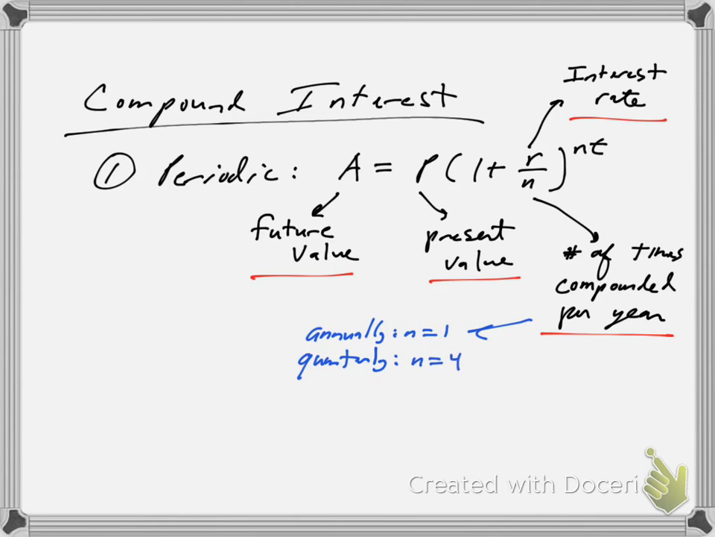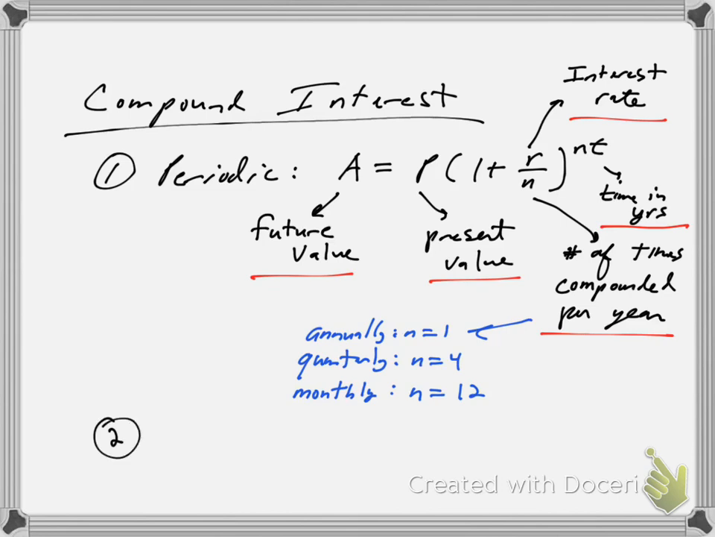If it's compounded monthly, then N would be 12. It's compounded 12 times a year, and so on and so forth. If it's compounded semi-annually, that would mean that it's compounded twice a year. N would be 2. You get the idea. And then, of course, T again is time in years. Okay, so that's what all the letters mean in this. So future value, present value, number of times compounded per year, interest rate, and time in years. So that's called periodic compounding.